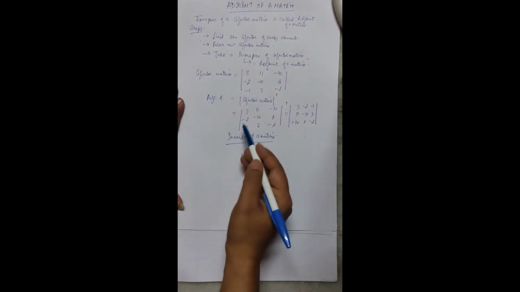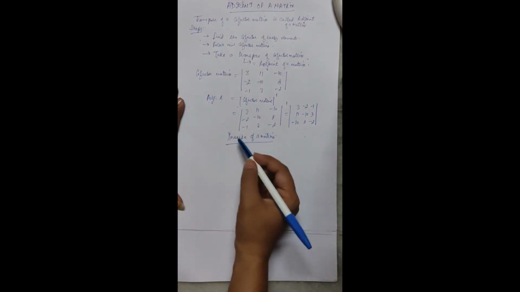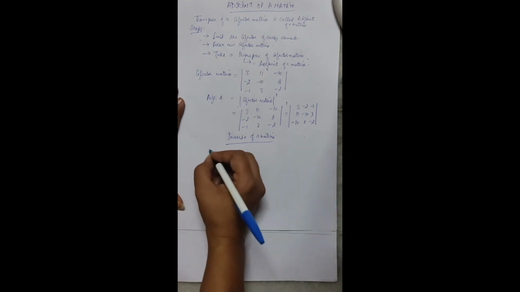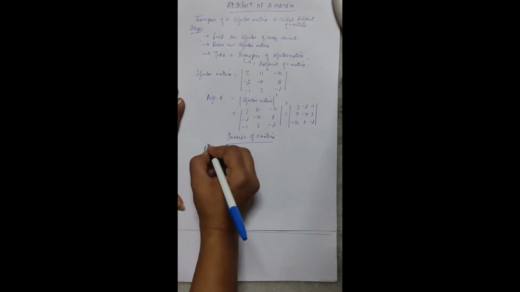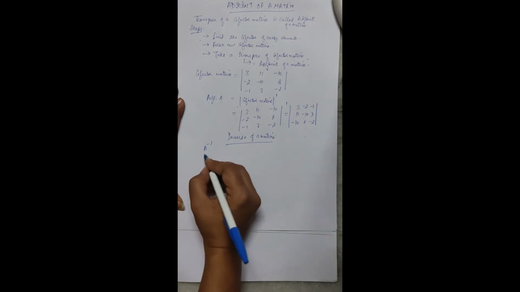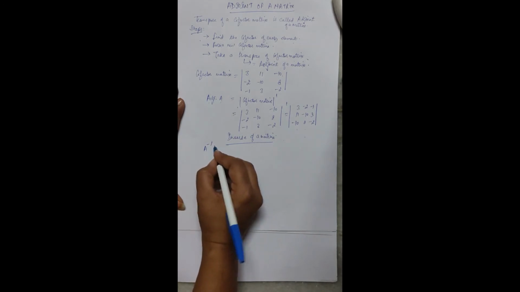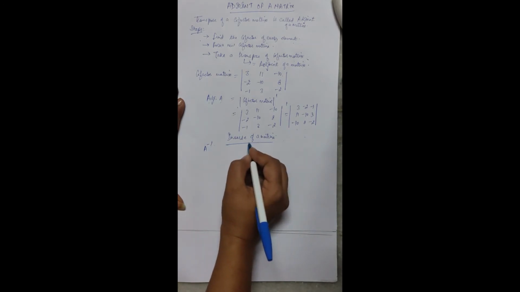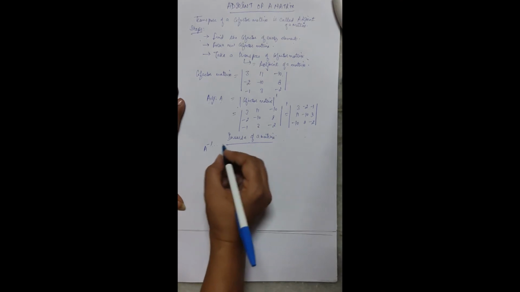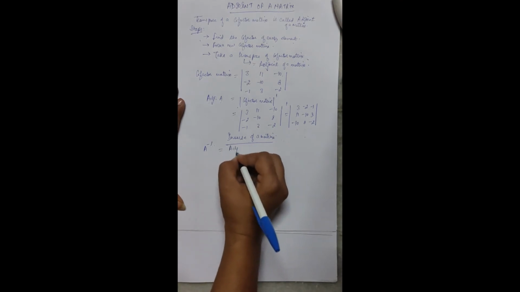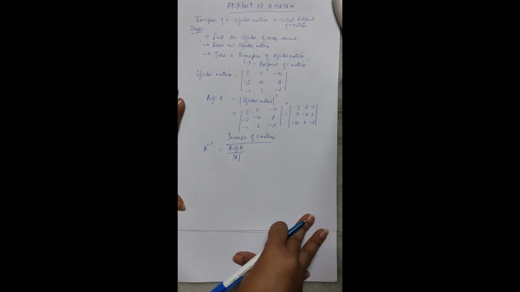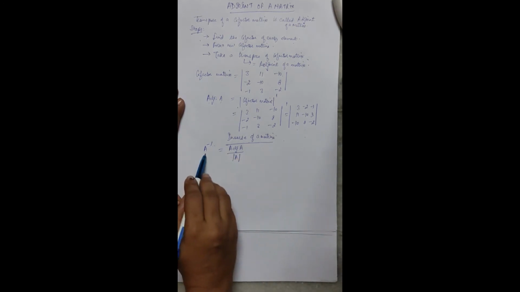Inverse is calculated from adjoint, right? Adjoint of A. So inverse is represented as A power minus 1. This is the sign of inverse. Okay. So whenever we have to calculate inverse, the formula is adjoint of A divided by determinant of A. So this is the formula to calculate the inverse.